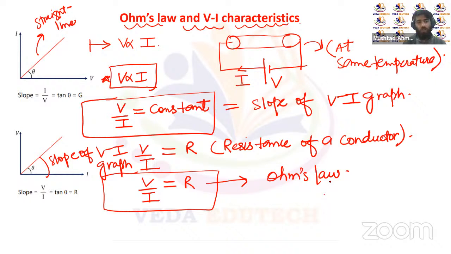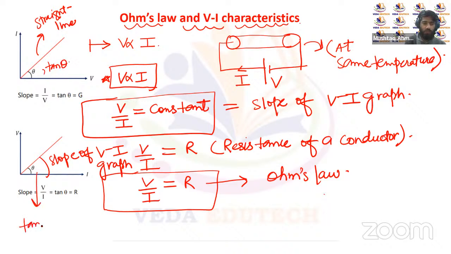So you can see two graphs here. The first graph is the IV characteristic, which is a straight line, and the other is the VI characteristic, also a straight line, right? So the slope will be constant in both cases. If we plot IV characteristics or VI characteristics, the slope will be a constant. The slope here is the tan of theta, right?